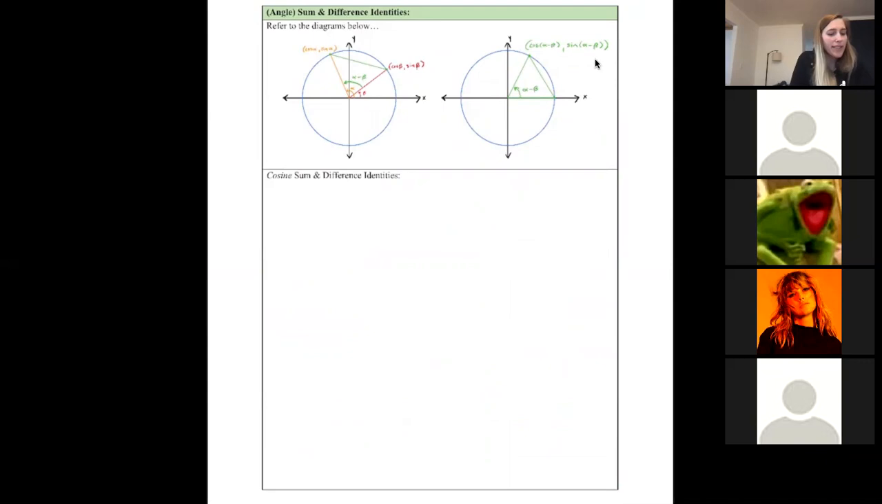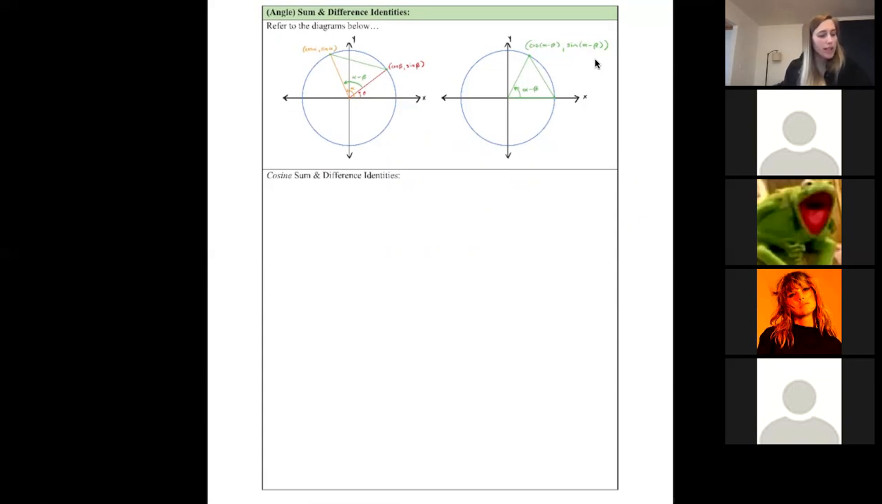The sum and difference identities, the first one is not fun to derive. It's pretty complicated, but we're going to do it. We can do it. And for the other ones, we're about to use the cofunction identity to help us with deriving some of these other ones.